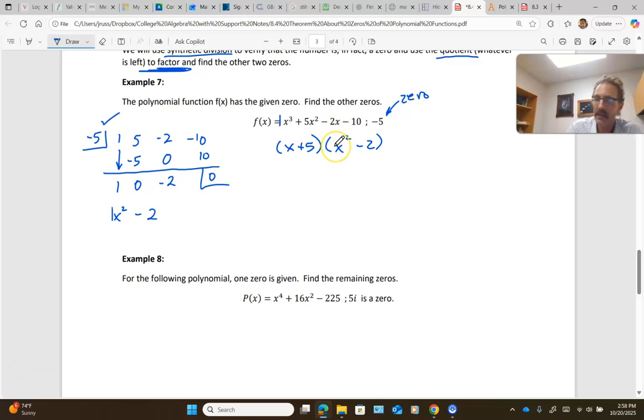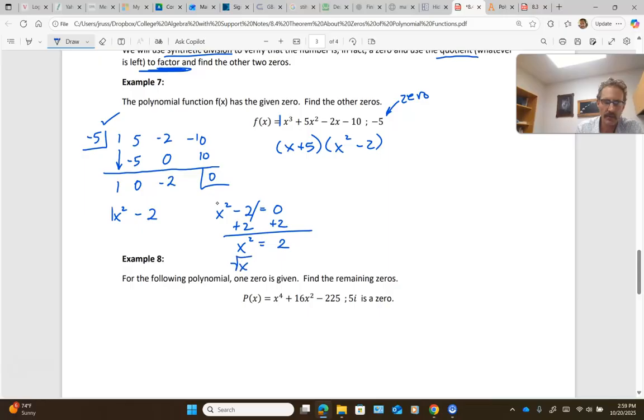So what I can do now is we can always find the zeros of a quadratic, right? I can use the quadratic formula. So I'm going to take this quadratic factor and set it equal to 0 and solve it for x. But you can use the quadratic formula if you want, guys. I'm just going to solve it directly for x using the square root method. So I'm going to add 2 to both sides, and I'll get that x squared is equal to 2.